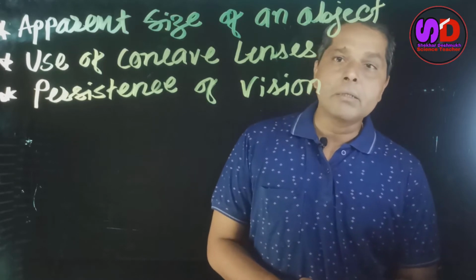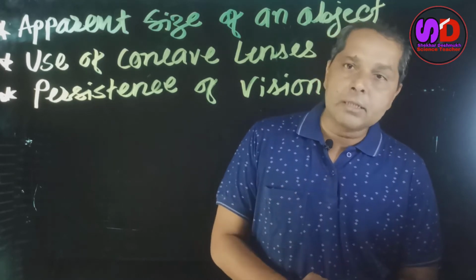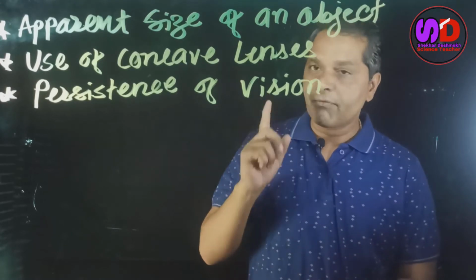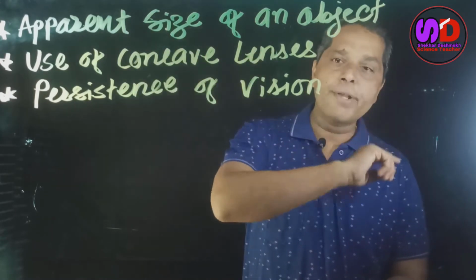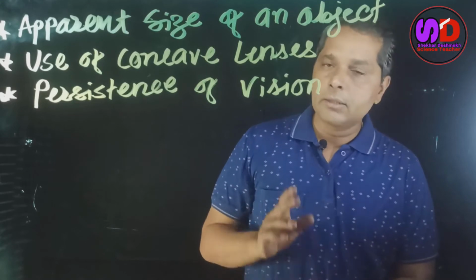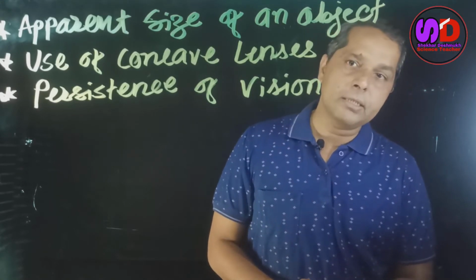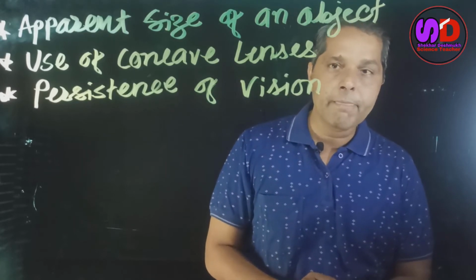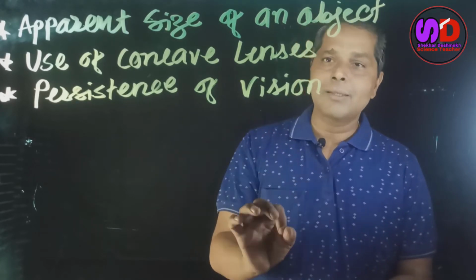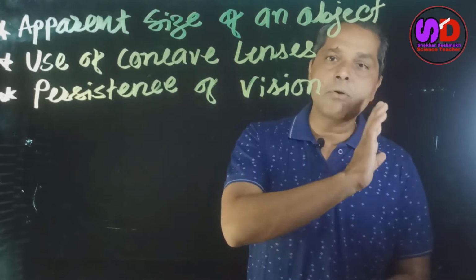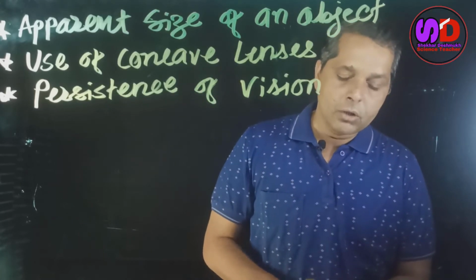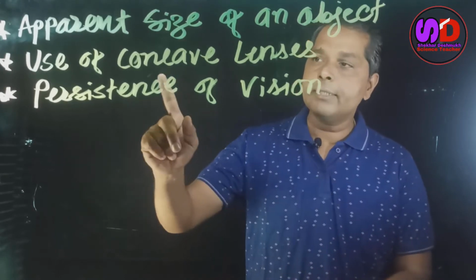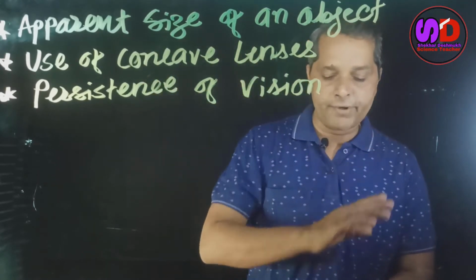In this session, we are going to discuss 3 points only. The first is apparent size of an object. The second point that we are going to discuss is uses of concave lenses. And the last one is persistence of vision. So let us start with the first point, that is apparent size of an object.